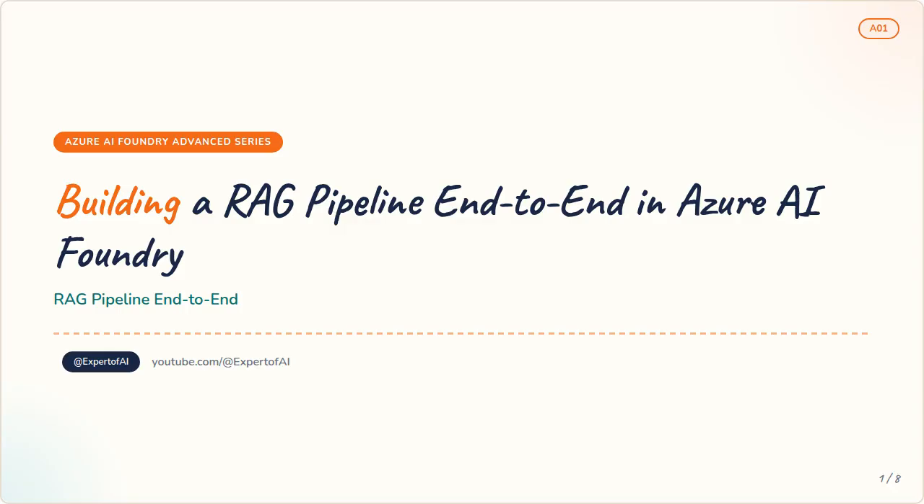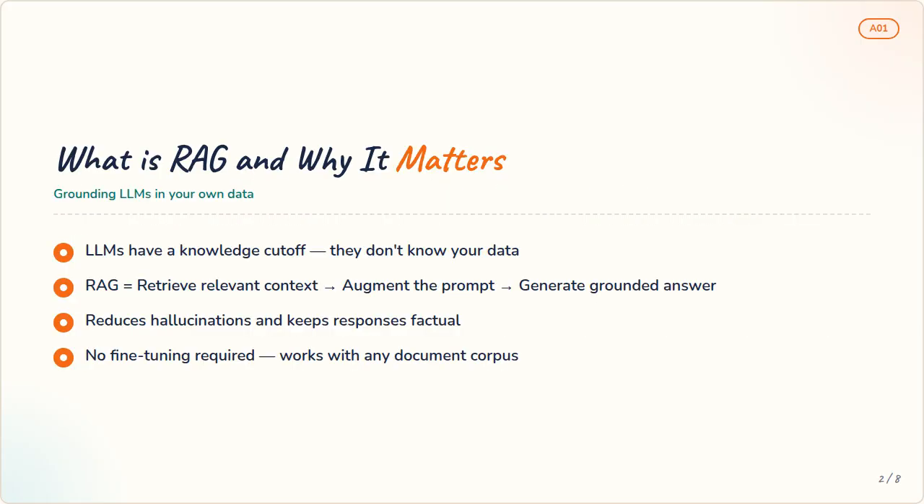In this video, we build a complete Retrieval-Augmented Generation pipeline from scratch inside Azure AI Foundry. RAG solves the core problem of LLMs not knowing your private or recent data. Instead of retraining the model, you retrieve relevant chunks at query time and inject them into the prompt.